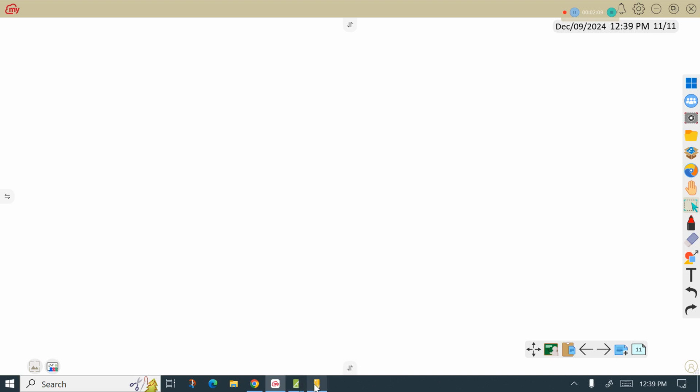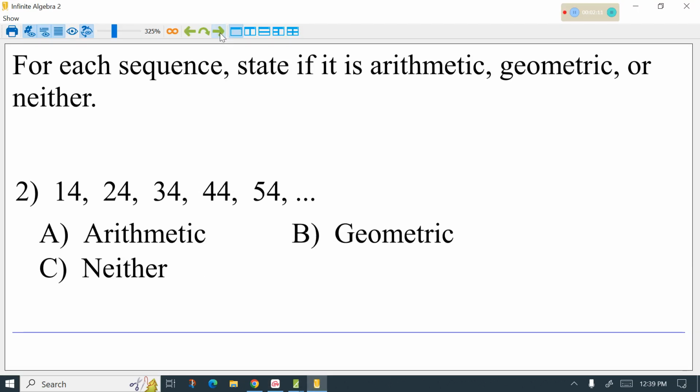Okay, so we'll jump back into number 2 and think about what you should have here. Is this adding the same value every time, or is it multiplying the same value, or is it doing neither? I'm hoping you can see it's adding 10 every time, and so we have a common difference of 10, and so it's arithmetic. An arithmetic sequence is what we have here.